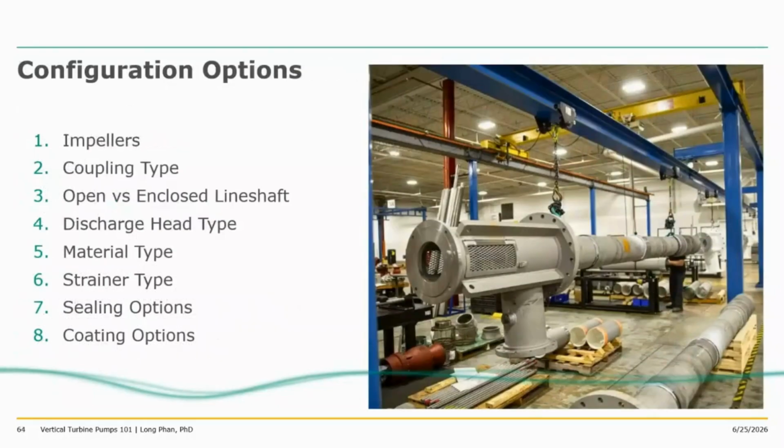We have some flexibility options to configure a vertical turbine pump. There are 8 different configuration options here. You can choose different impeller types, open and closed, coupling type, open versus enclosed line shaft, as we learned earlier. Discharge head type, which I just mentioned, cast or fabricated, material type, strainer type, and sealing or coating options.